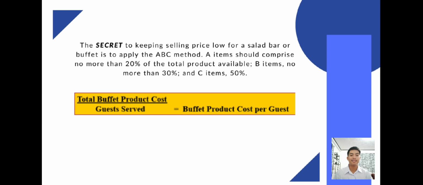The secret to keeping selling price low for a salad bar or buffet is to apply the ABC method. A. Items should comprise more than 20% of the total product available. B. Items no more than 30%, and C. Items 50%. Total buffet products cost divided by guests served is equal to product cost per guest.